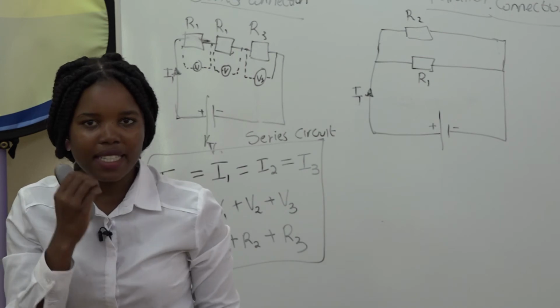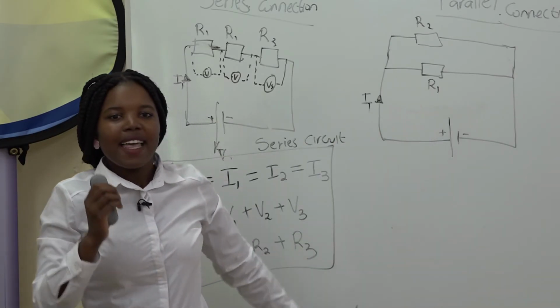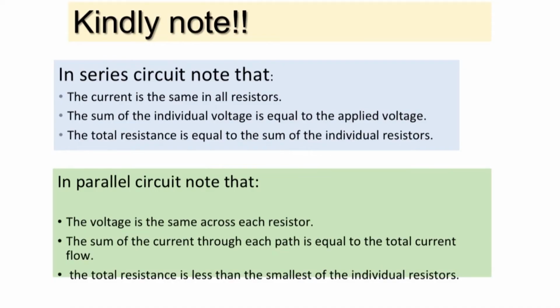Therefore, in a parallel circuit, you must also note that, so we're going to go back to our example. The voltage is the same across each resistor. This is our VT, the total voltage. The total voltage VT is the same voltage that is distributed in R1, the same as V1. It's also the same as the voltage that is distributed in R2, which is V2. And we also say that the sum of the currents through each path is equal to the current flow.